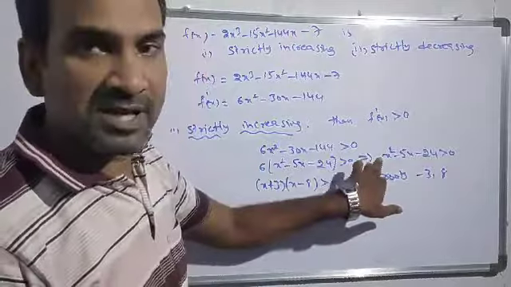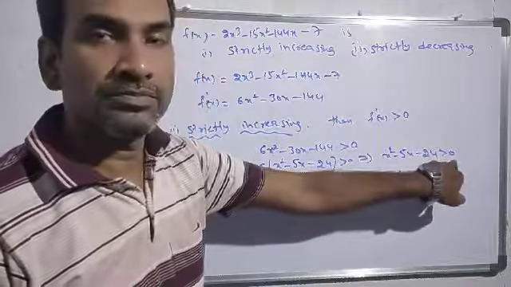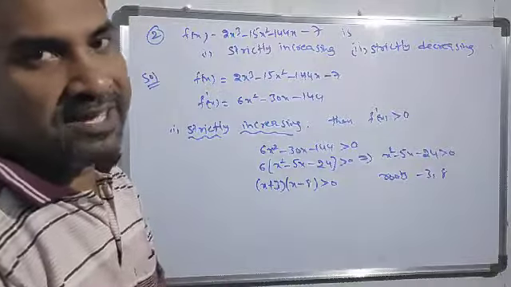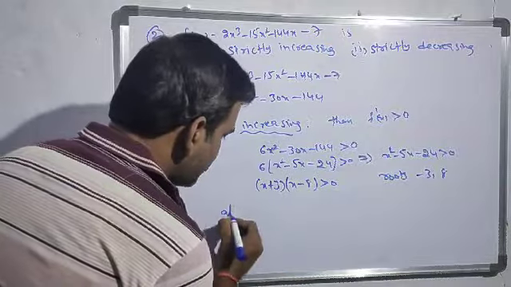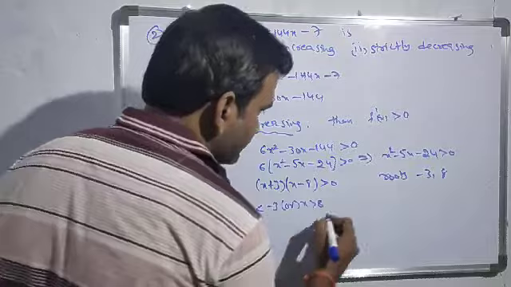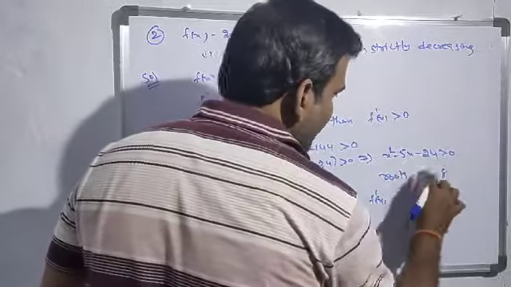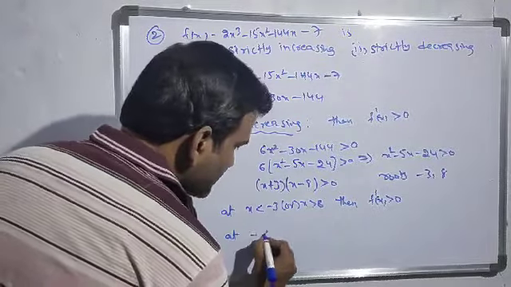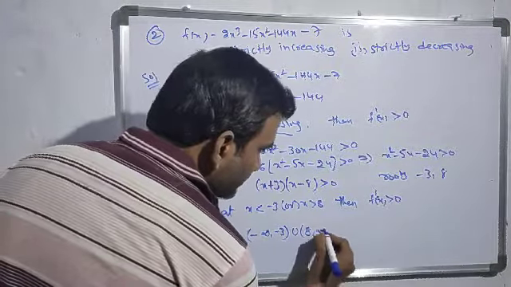Now you just observe here, our principal coefficient is positive, so the expression should be positive. Both are having the same signs. Where are we having the same signs? Below alpha, above beta. So at x less than minus 3 or x greater than 8, f dash of x is greater than 0. Therefore minus infinity to minus 3 union 8 to infinity.